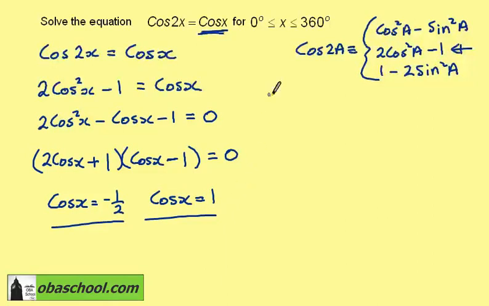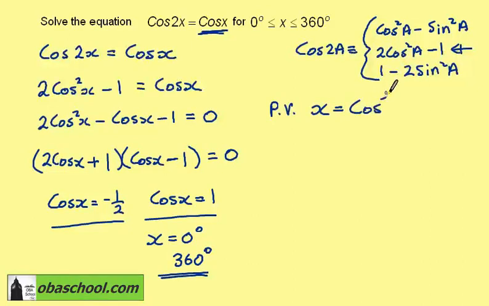There are only two values of x between 0 and 360 for which cos x is 1, and that's 0 degrees and 360 degrees themselves. We need also to solve cos x is equal to minus a half. Our principal value, x is equal to the inverse cos of minus a half, and this gives us 120 degrees.